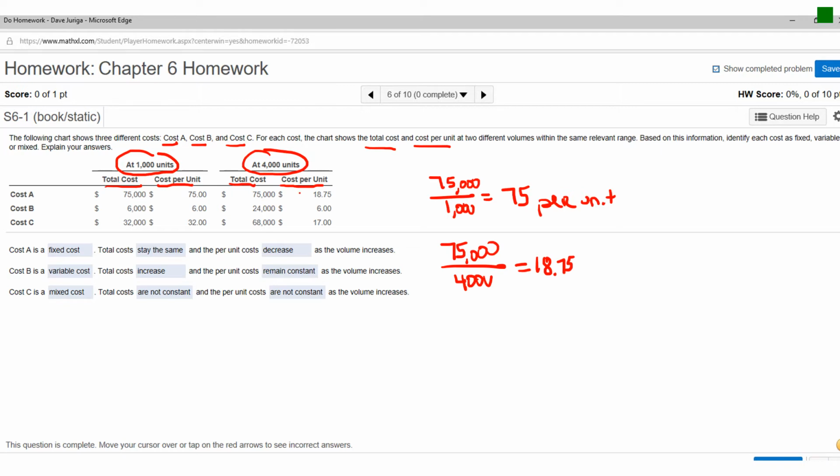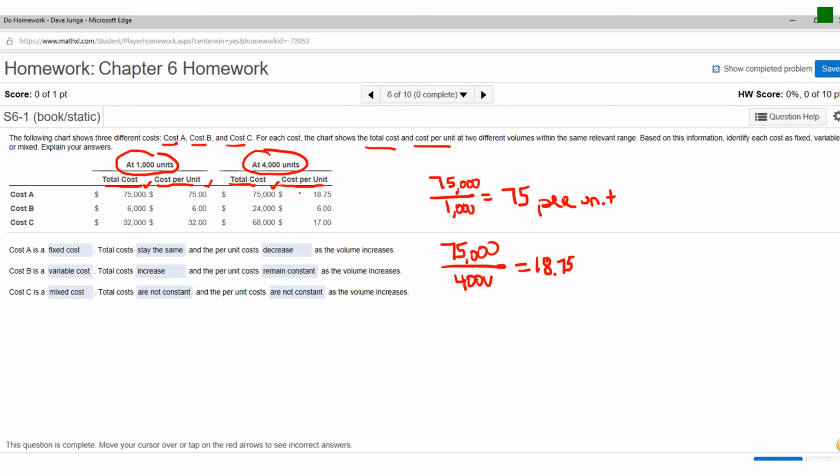So for cost A, first of all, let's look at the total cost. The total cost is 75,000 at 1,000 units and 75,000 at 4,000 units. And so right away, because the cost did not change, you're going to say that's a fixed cost. And also look at the per unit. The rule for per unit fixed cost is it's variable and it goes down as activity goes up. So there's an inverse relationship.